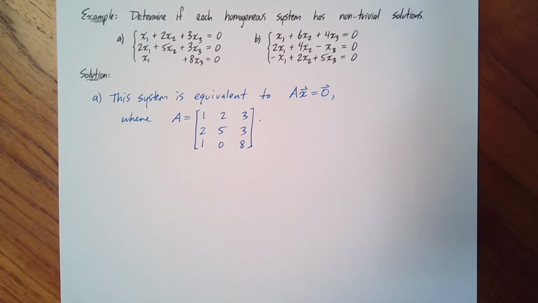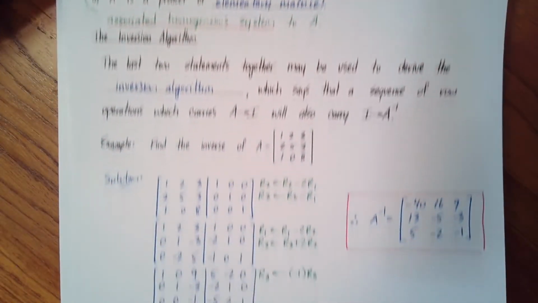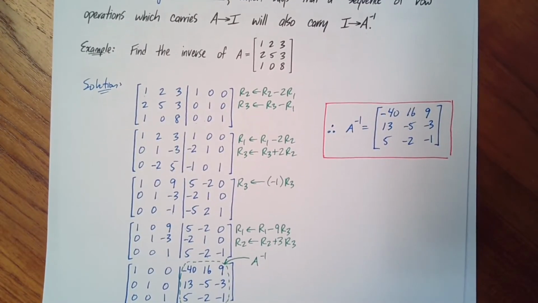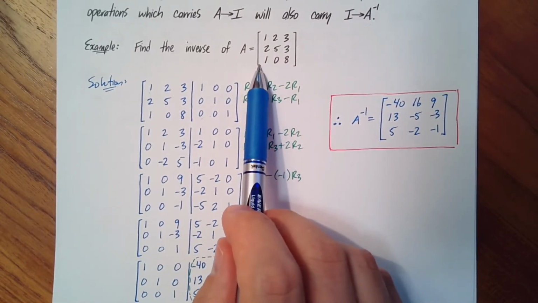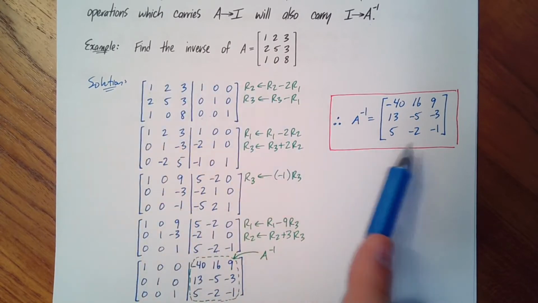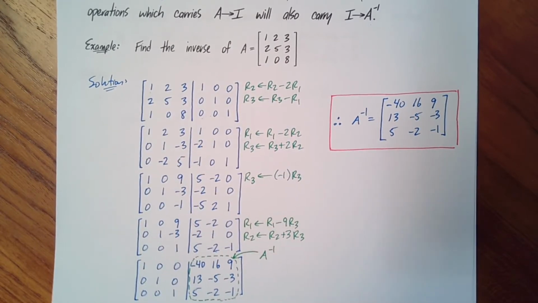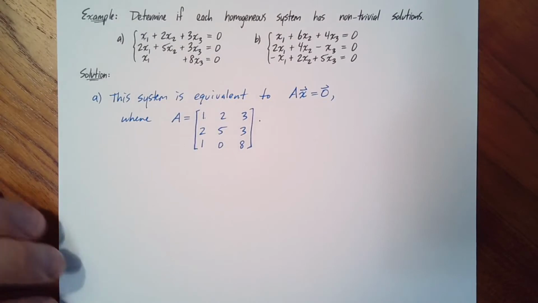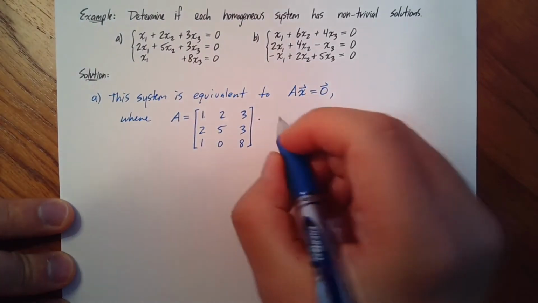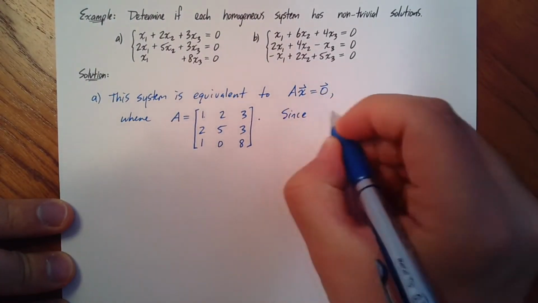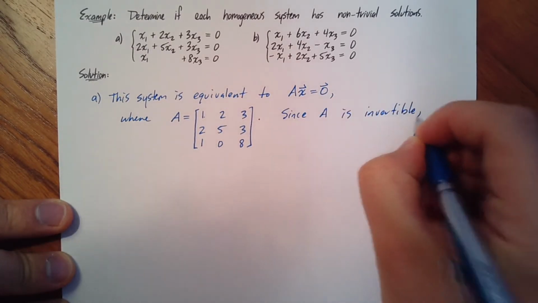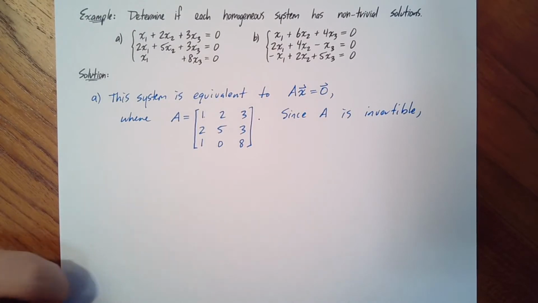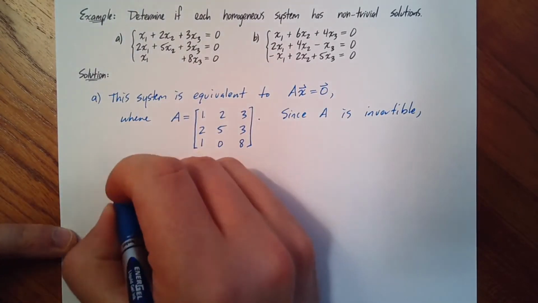This is actually a matrix we just worked on in one of the earlier examples, right? We've already shown that that matrix is invertible in the example where we found its inverse. It's a coincidence that this matrix showed up again. So we found the inverse, it's this. It does have an inverse. We don't care what the inverse is in our case now, we just care that it has an inverse. So since A is invertible, we can say that the system does not have any non-trivial solutions.